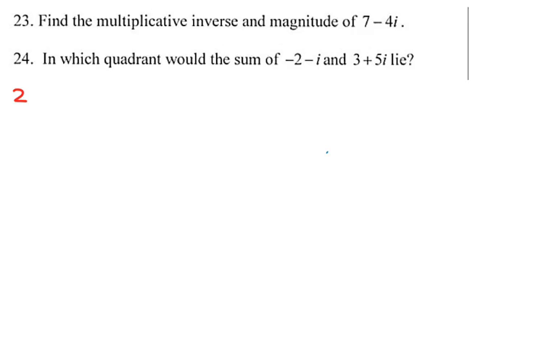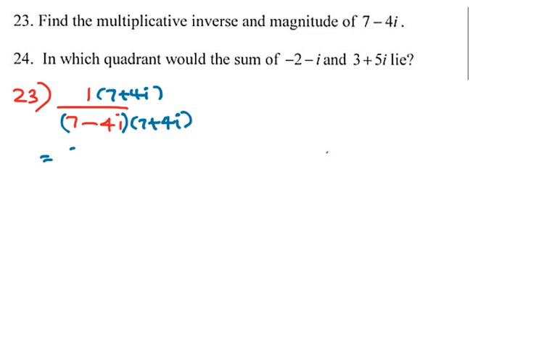Number 23. Find the multiplicative inverse. That means we are simply looking for 1 over 7 minus 4i. Now, even though that is an answer, if you wanted to simplify that, meaning rationalize the denominator, we're going to multiply top and bottom by its conjugate, which is 7 plus 4i on the numerator as well. Then we get 7 plus 4i, which is rather simple on the numerator.